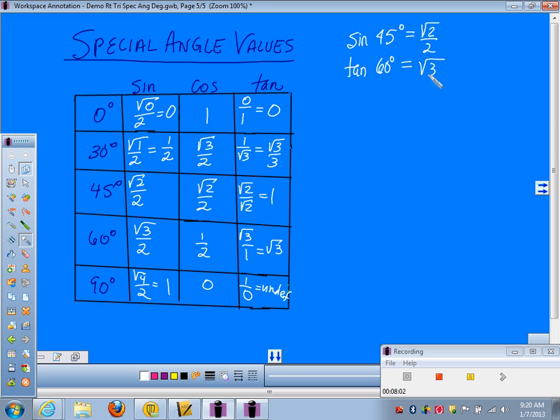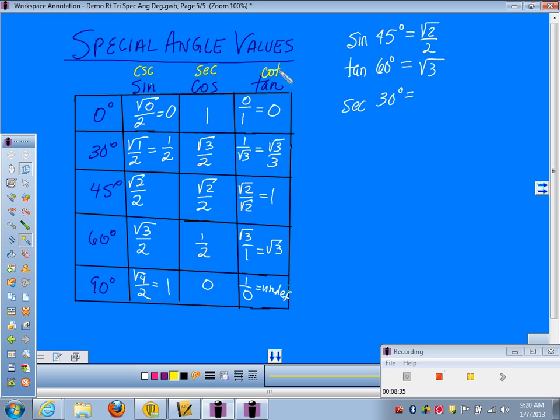What about if I tell you I want you to find me the secant of 30 degrees? How do you do secant? It's not up here. It's the reciprocal of cosine. So if you want secant, you just take cosine and flip it over. If you want cosecant, you're going to flip over sine. And if you want cotangent, you're going to flip over tangent.